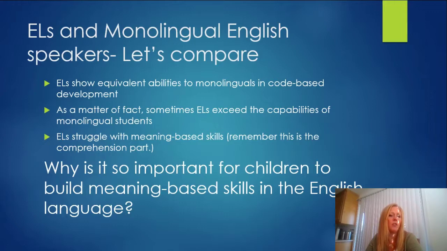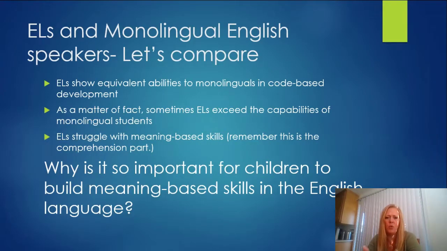And ELs struggle though with the meaning-based skills. Remember, this is that comprehension part, making connections to the text. Instead of working and toiling away at words, they finally have gotten past that and they're deriving meaning from what they're reading. I can tell you, I have a repertoire of a lot of Spanish words. You can say something to me in Spanish and I will pick up, in a sentence, 4 or 5 words and understand what they are.